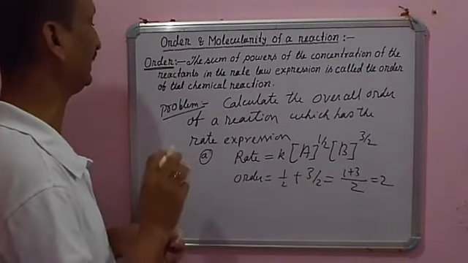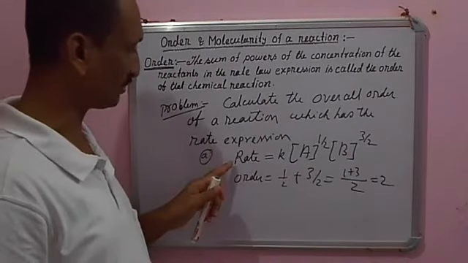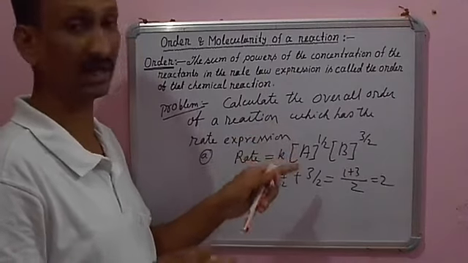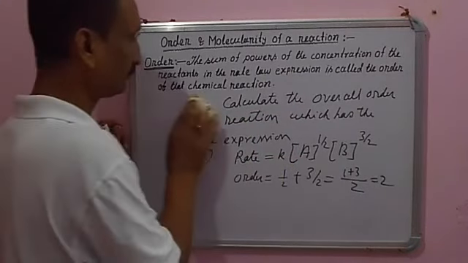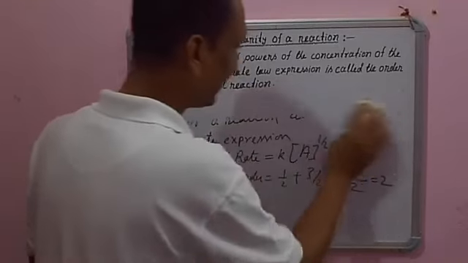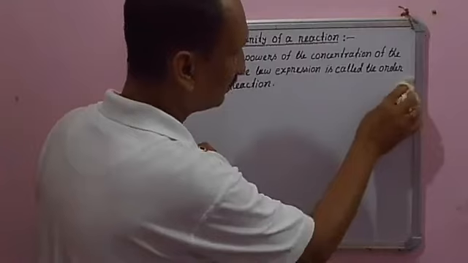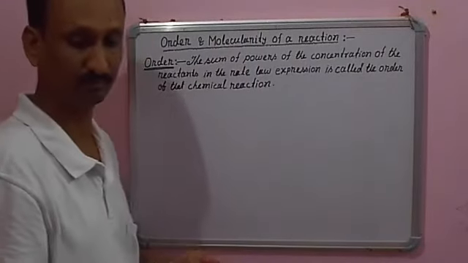This is totally an experimental quantity because order is obtained from the rate law expression, and rate law expression is obtained from the experimental result. So this is about the order of a chemical reaction. Order may be 0, 1, 2, 3, any integer or even a fraction also.